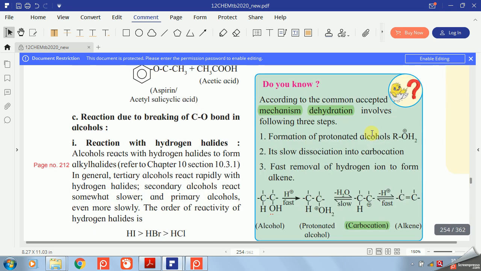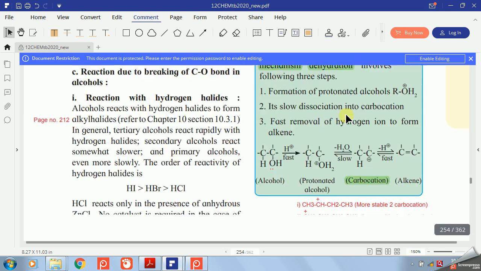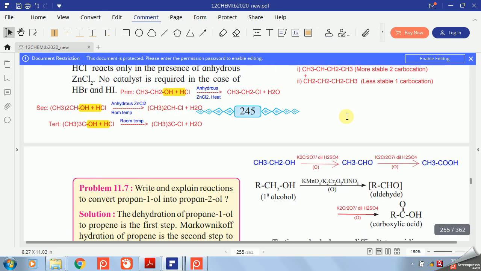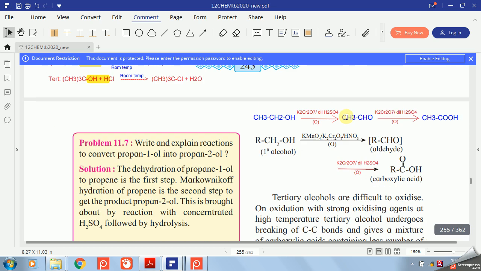Okay, so Saytzeff prefers this mechanism, and the mechanism is removal of water from your alcohol, so it is the mechanism of dehydration of alcohol. So this is about dehydration. So can you solve, write and explain the reaction to convert propan-1-ol into propan-2-ol?